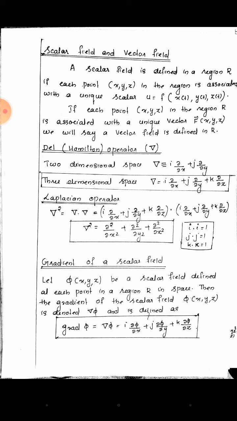Next is the gradient of a scalar field. The gradient of a scalar function phi of x, y, z is grad phi, and it represents del phi. So it is equal to i dou phi by dou x plus j dou phi by dou y plus k dou phi by dou z. It is a vector quantity.